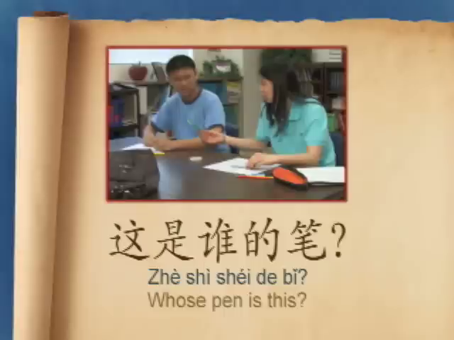这是谁的笔? Listen as I say it for you again. 这是谁的笔? Now, repeat the sentence after me. 这是谁的笔？这是谁的笔？这是谁的笔？ Hold up your pen or pencil and look at it. Ask yourself the question out loud.